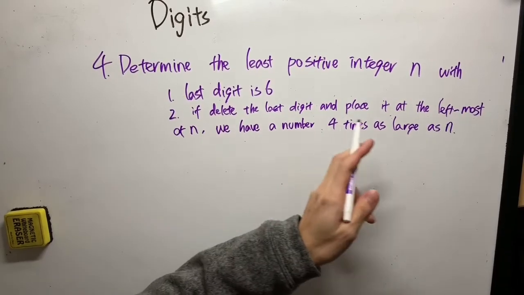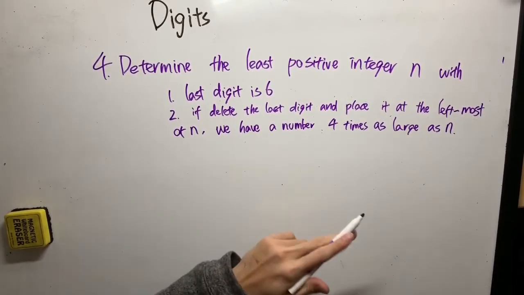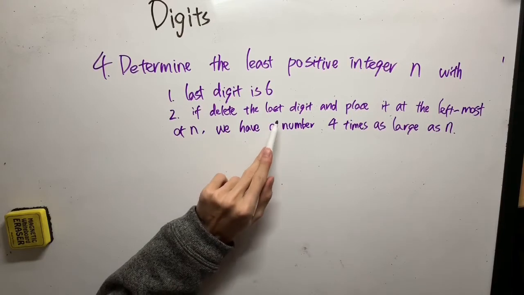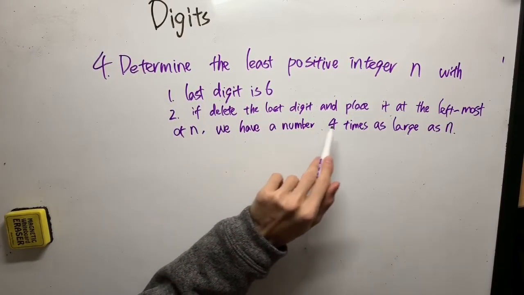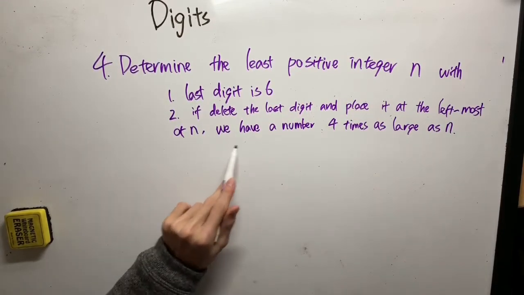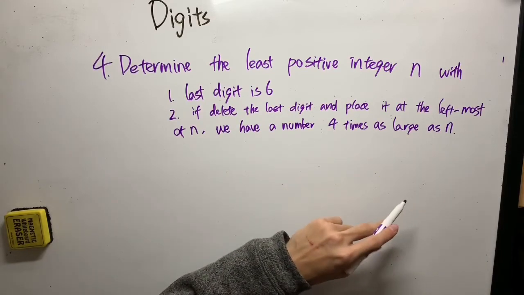Determine the least positive integer n with the following properties. First, the last digit is 6, and if we delete the last digit and place it at the leftmost of n, you have a number 4 times as large as n.